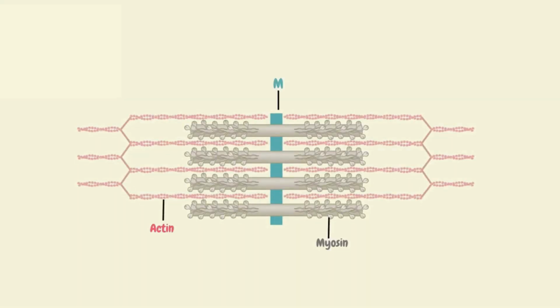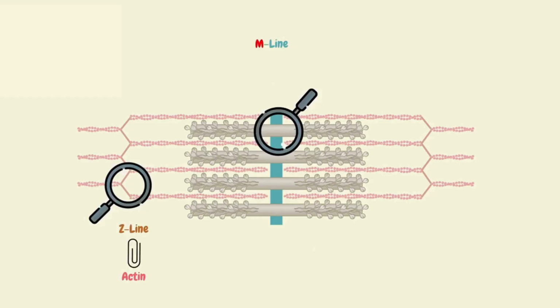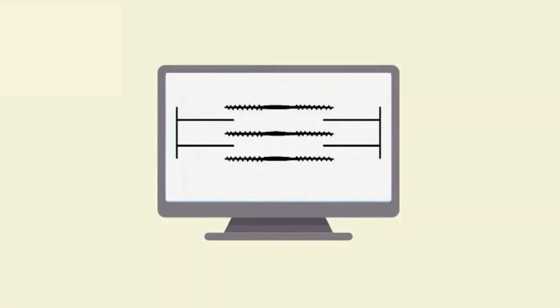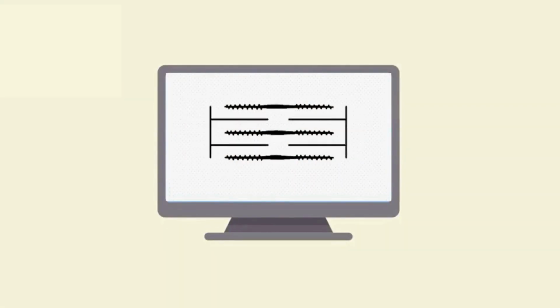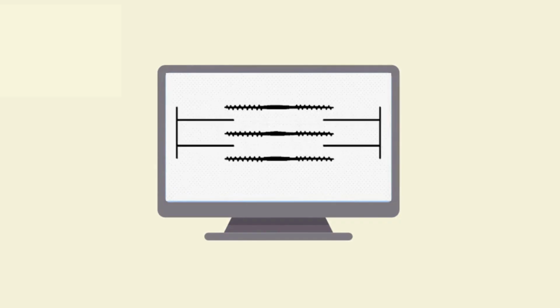In the sarcomere, the Z line is attached to actin while the M line is associated with myosin. You can remember this as M for myosin and M for M line. During contraction, the thin filaments are pulled towards the center by the thick filaments, increasing the overlap between actin and myosin. As a result, the Z lines move closer together, shortening the sarcomere. This is the sliding filament theory.